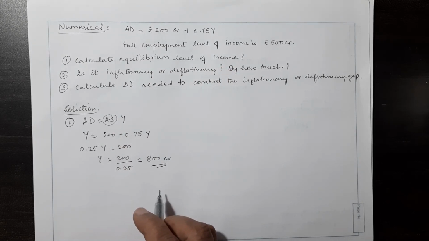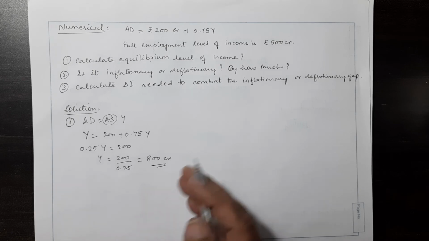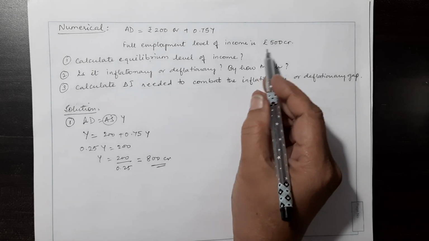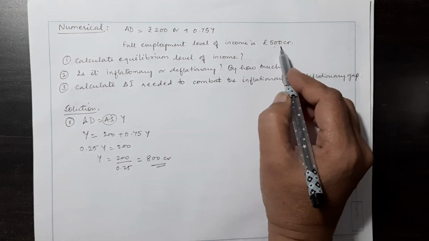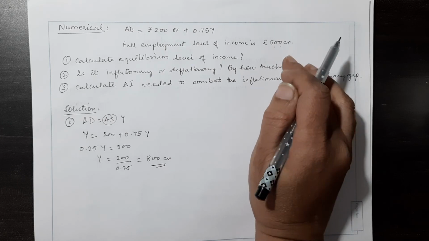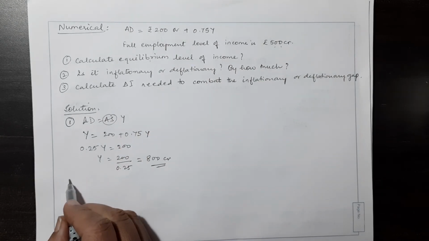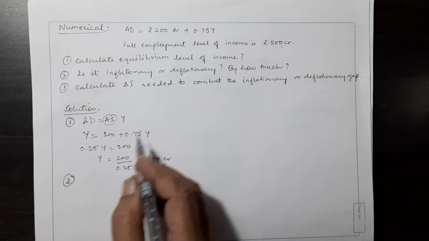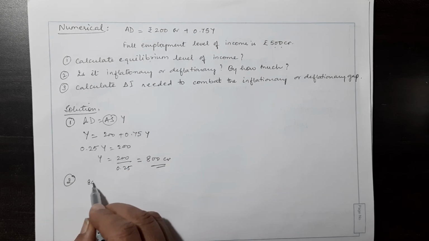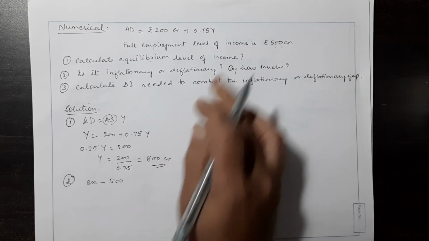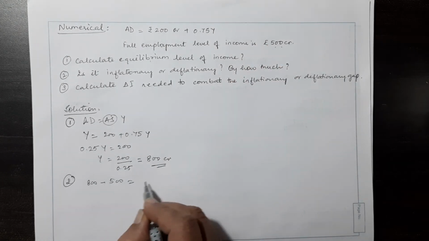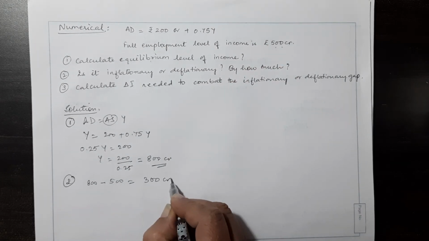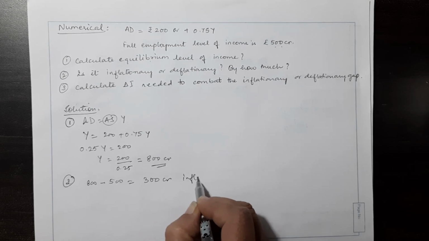Okay, but since the equilibrium level of income is more than the full employment level of income, which is given as 500 crore, this will help us answer the second question. What will be this difference? This is 800 and that is 500, the full employment level. So this is equal to 300 crore, which represents an inflation.